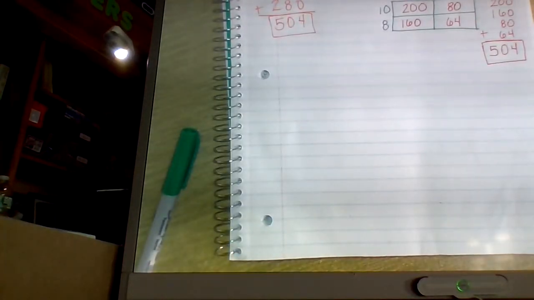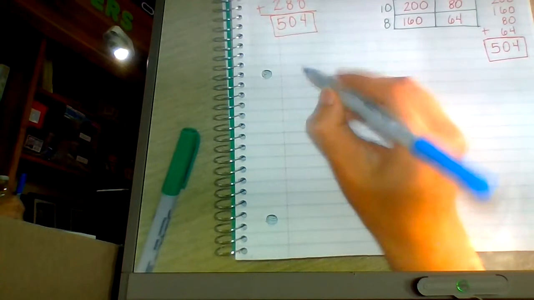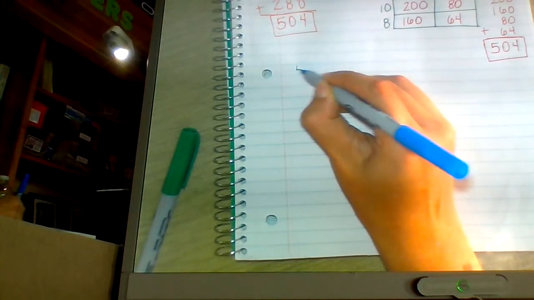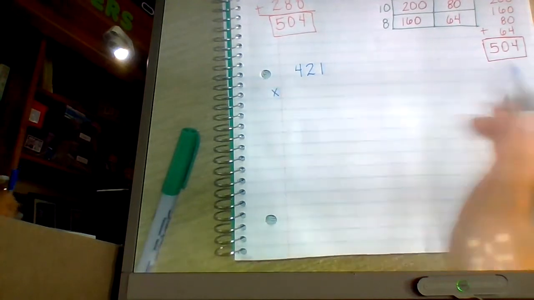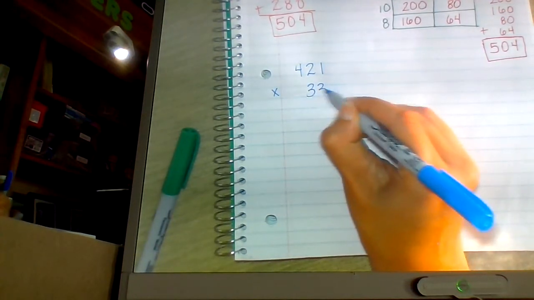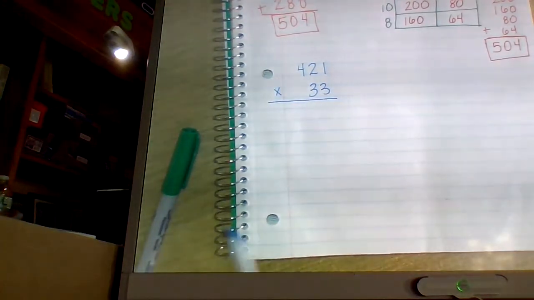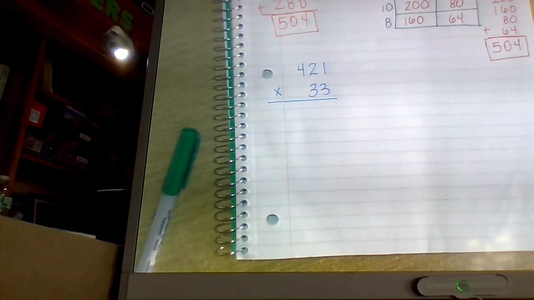Okay, I'm just gonna pull this out of the air. There's no rhyme or reason for this. Let's do 421 groups of 33. So if you wanted to solve using a standard algorithm, you could, if you feel confident using that strategy.